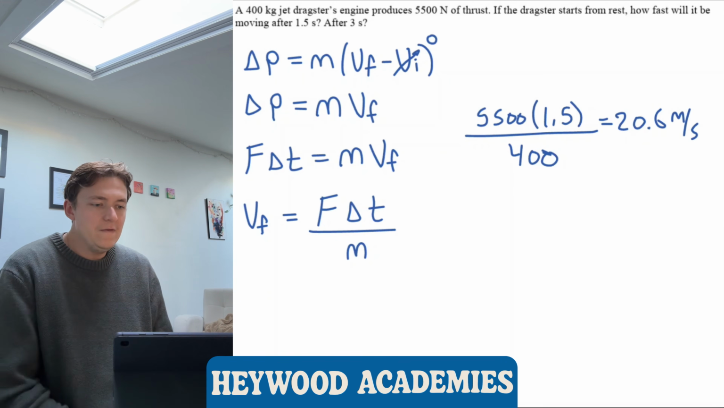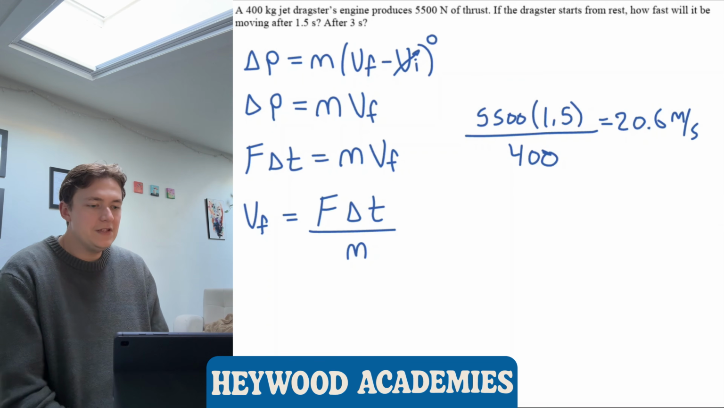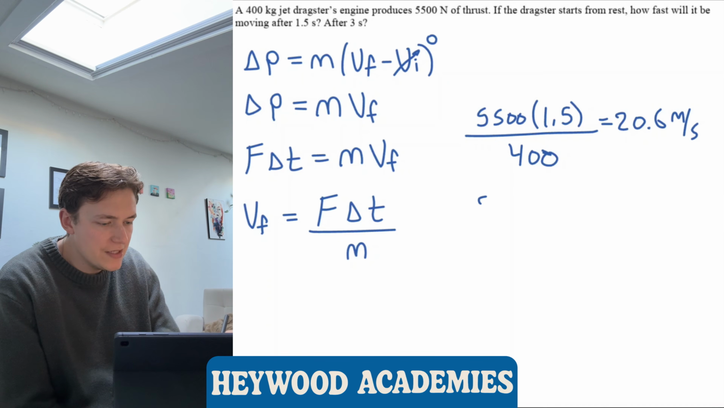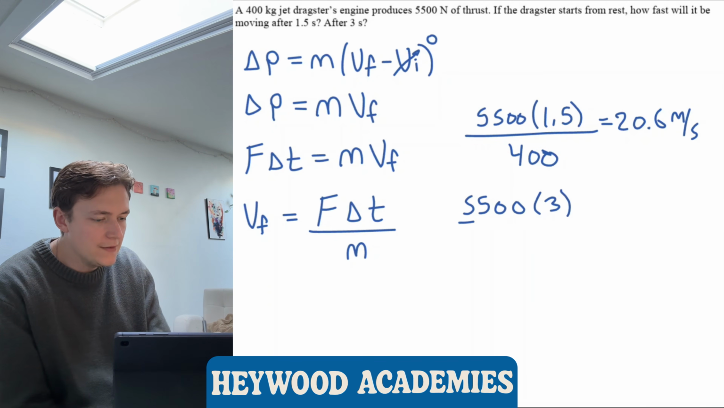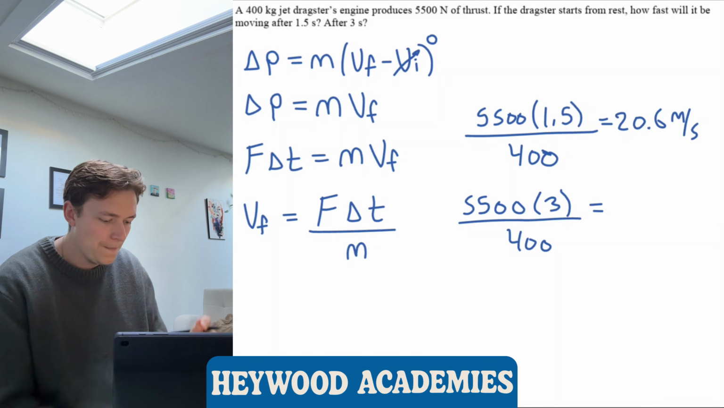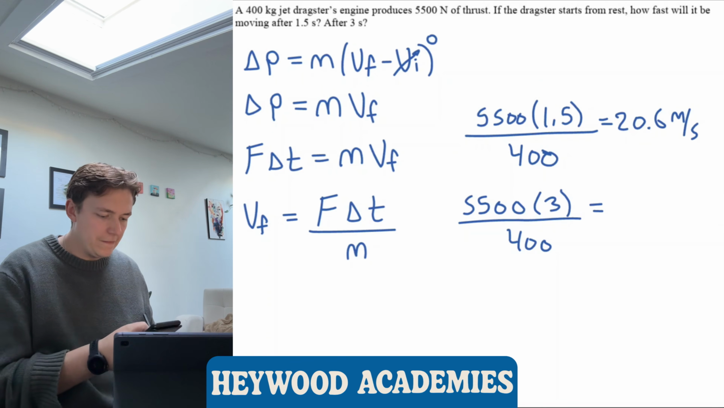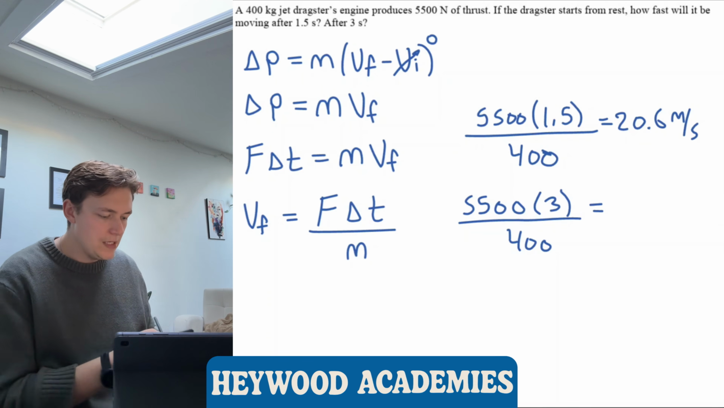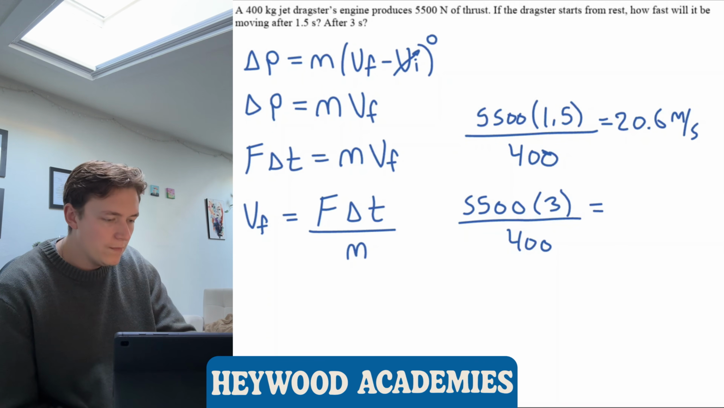Now, how fast is it moving after 3 seconds? That's just going to be the same equation, but we're going to replace the delta t with 3 instead of 1.5. And so that should just double the answer that we had here. So if we plug that in to confirm, times 3 gives us 41.2.